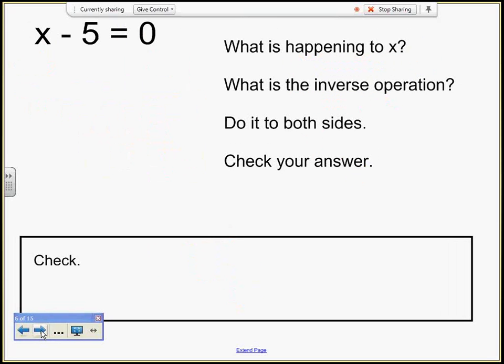Okay, so I'm looking at x minus 5 equals 0. Is x isolated? Nope, it's not by itself on one side of the equal sign, so I've got to actually solve. So what's happening to x? We're subtracting 5 from it, right?